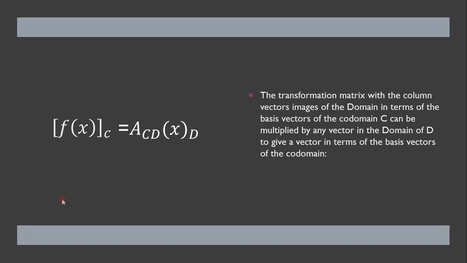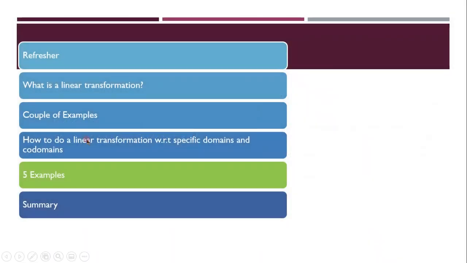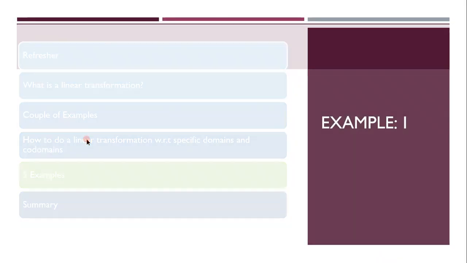So the transformation matrix with the column vectors, images of the domain in terms of the basis vectors of the codomain C, can be multiplied by any vector in the domain D to give a vector in terms of the basis vectors of the codomain, which is essentially saying what this formula is. If you have any vector in your domain and you multiply it by the transformation matrix, you will just get that vector in terms of the basis vectors of the codomain C. Alright, let's do 5 examples so it stays in your brain.